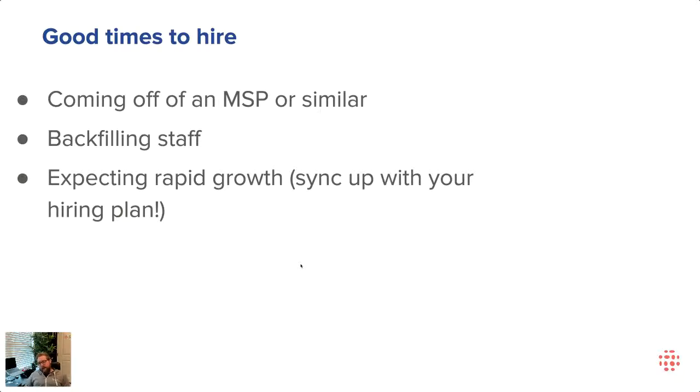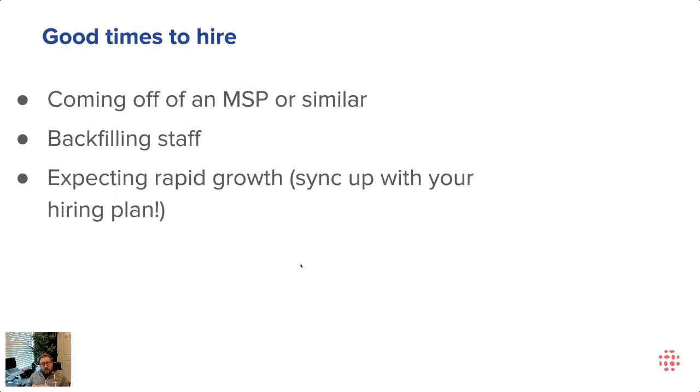Now, finally, we hear this a lot from our customers, is that they're expecting rapid growth. I've talked to companies that have doubled in size in less than a year. I mean, I've talked to companies that have doubled in size in 6 months. And if you're expecting rapid growth, what you really need to do is go and get the organization-wide hiring plan. So whether you go to operations, whether you go to finance, whomever it is, in order for you to plan the growth of the IT hiring plan, you need to see the hiring plan for the entire organization.